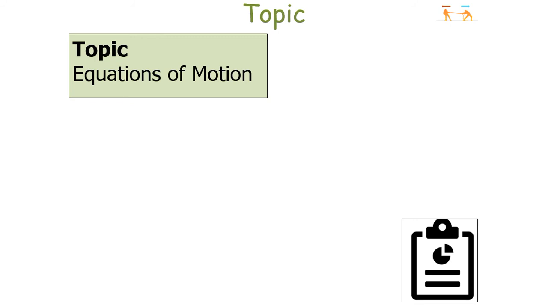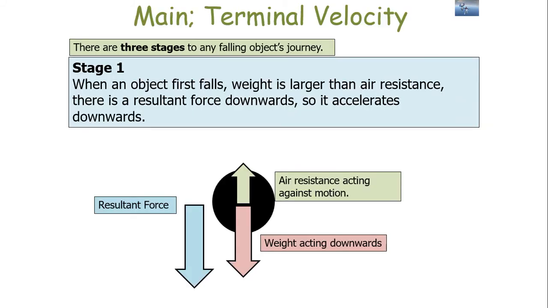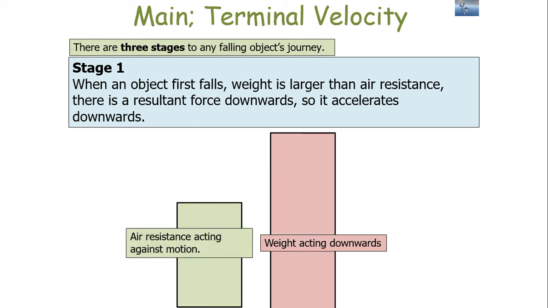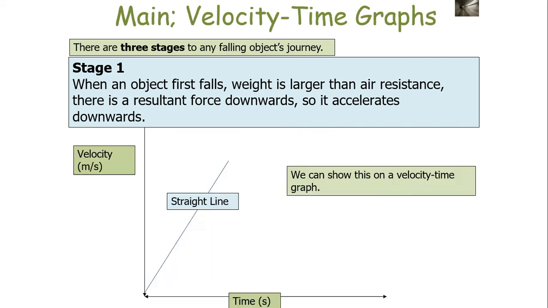Now, the last bit we're going to look at are the equations of motion. Now, if you consider any object falling, when an object first falls, the weight acting on an object is larger than air resistance. So there's a resultant force downwards, so the object accelerates downwards, because the resultant force causes an acceleration in the direction of the resultant force, Newton's first law of motion. So the object accelerates downwards because there's a resultant force downwards, because the weight is much larger than the air resistance, so we've got a resultant force.